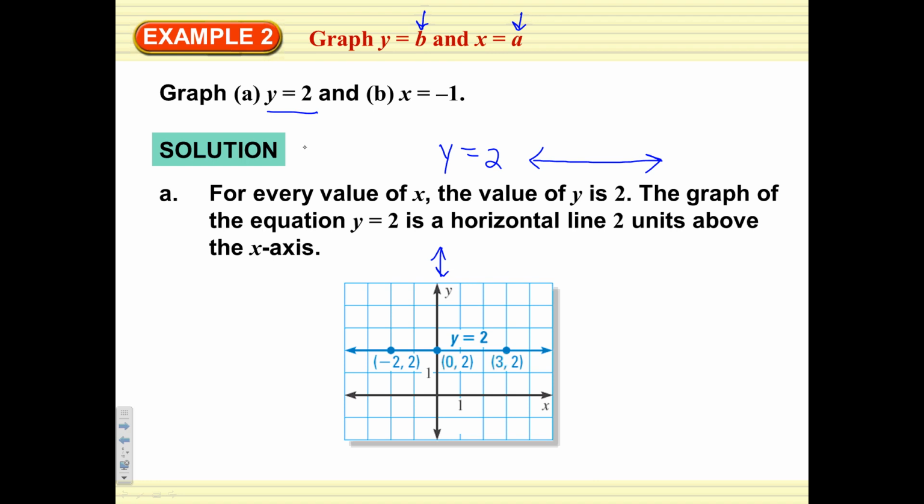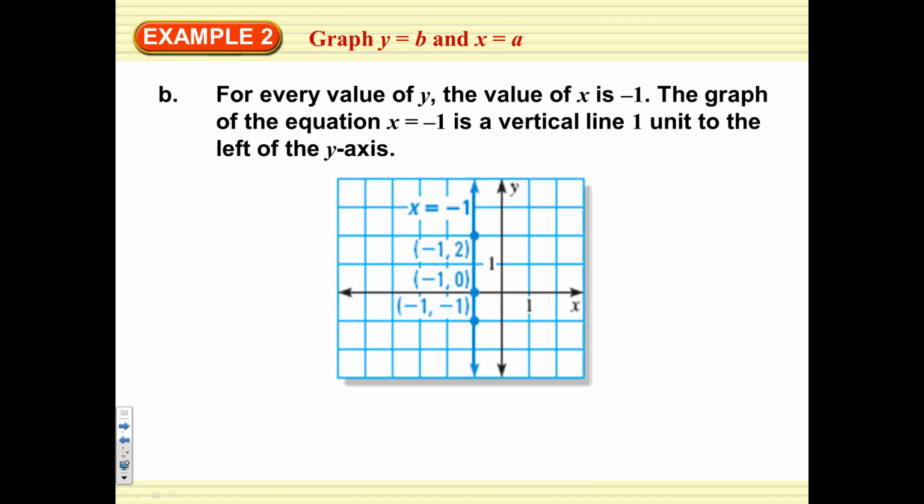So you should be able to look at your coordinates, look at your y coordinates. Every y coordinate is 2 because that's what our line is, y equals 2. So you can guess when x equals -1, what that's going to mean is that no matter what your y value is, your x is always going to be -1. So it's going to run the opposite direction of the x-axis. Whereas our x-axis runs horizontal, our x equals -1 runs vertical. So no matter what your y is, your x is -1.